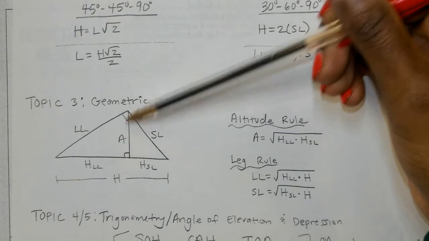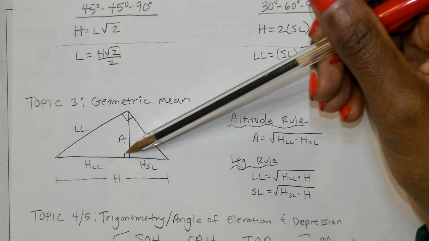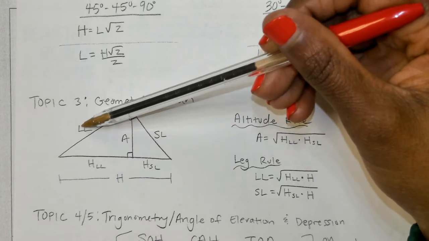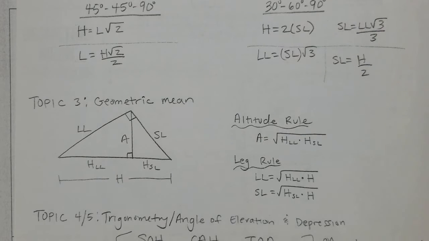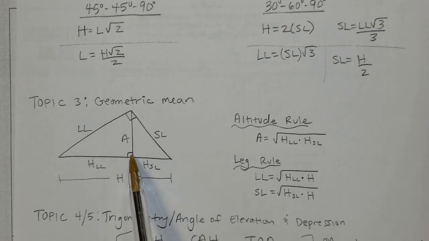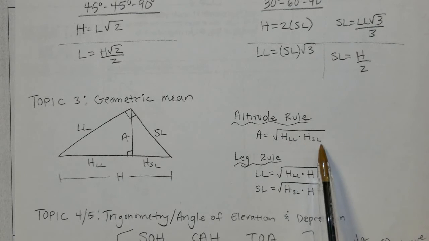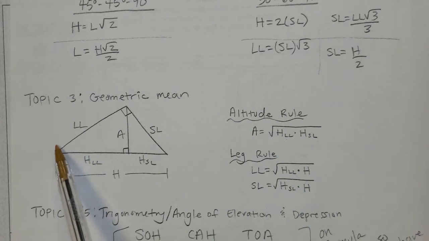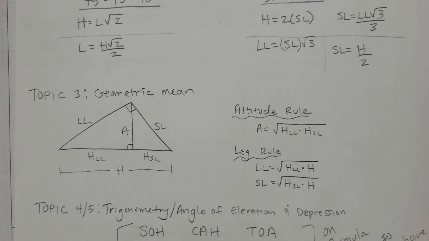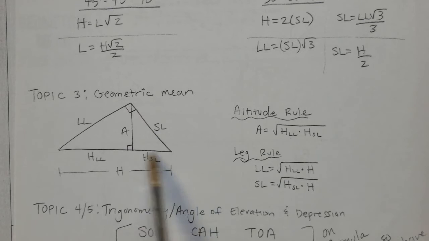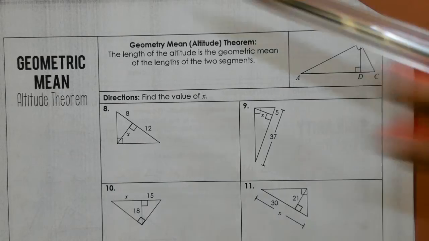The altitude is what's drawn from the right angle on the big triangle to the hypotenuse, at a right angle. And then this stands for hypotenuse piece closest to the long leg, and this stands for hypotenuse piece closest to the short leg. And these are our rules. So if you're looking for this segment, it is equal to the geometric mean between these two pieces, the hypotenuse piece closest to the long leg times the hypotenuse piece closest to the short leg. If you're looking for this, it's equal to the piece closest to it times the whole hypotenuse, the geometric mean between those. And same thing for SL, the piece closest to it times the whole thing. So we're basing all of that off of the geometric mean rules.